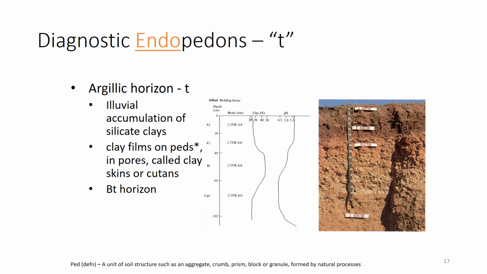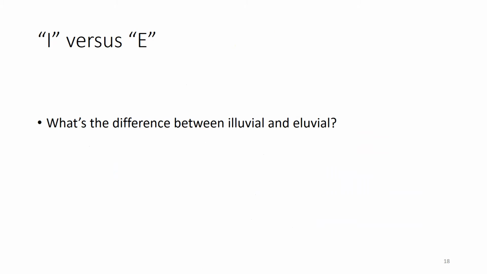So, going back to these endopedons, the argillic horizons are described with a lowercase t. There's illuvial accumulation of silicate clays. There's clay films on the peds and in the pores called clay skins or cutans. And we classify this as a Bt horizon.